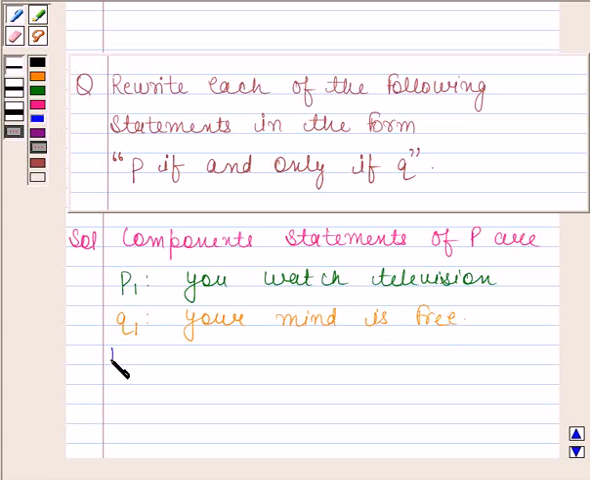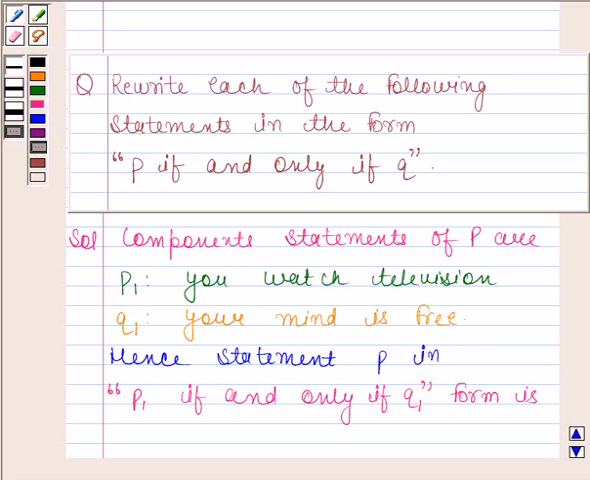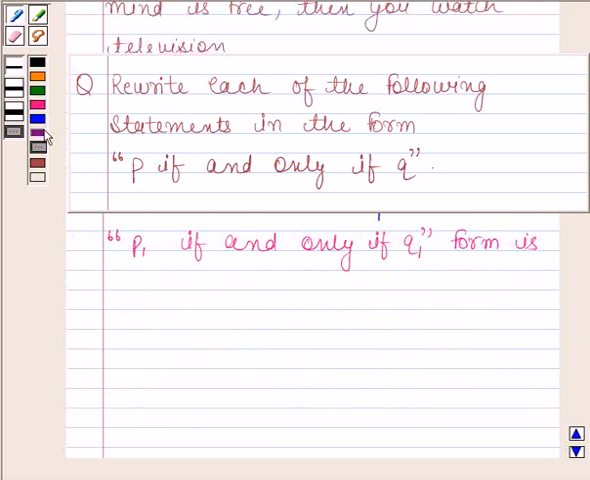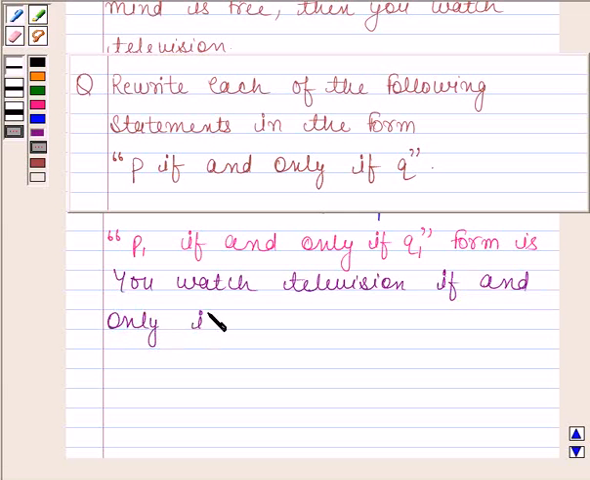Hence, statement in P1 if and only if Q1 form is, you watch television if and only if your mind is free. This is our required answer.